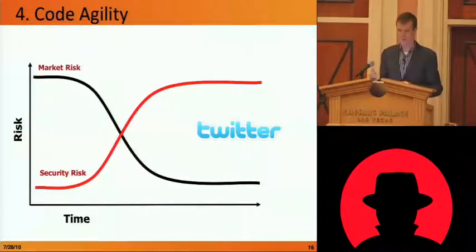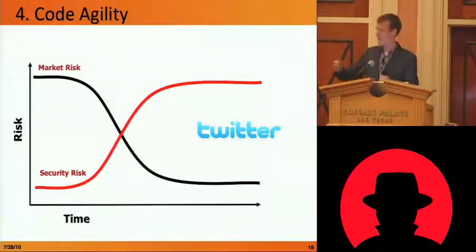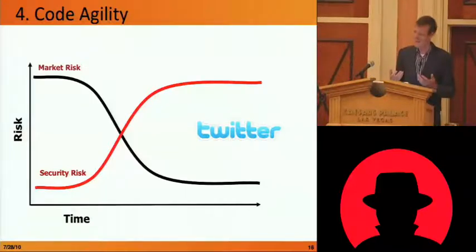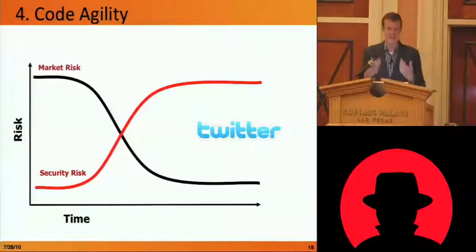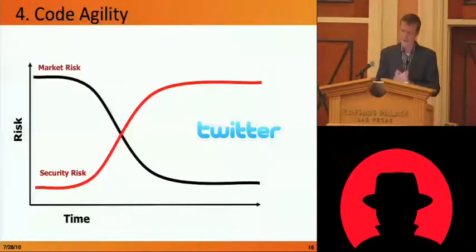And what happened to their security risk? Their security risk started to go up because it started to have some value. People knew who Twitter was. People were using it. Maybe not relied on it, but certainly would have been pissed off if they didn't have access to their tweets in the morning.